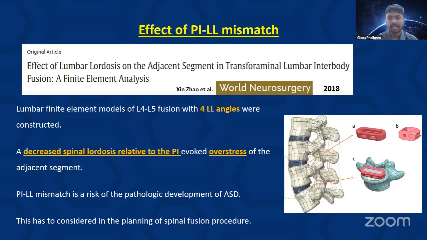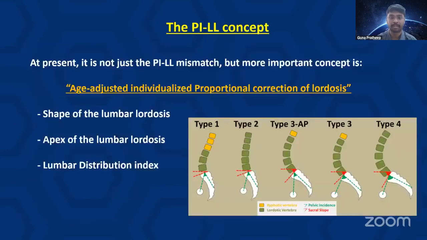And this is one of the important finite element analyses which I would like to quote, in which the researchers fused at L4-L5 at various different lordotic angles, and the inference was that when you progressively decrease the lordosis and increase the PILL mismatch, there is excessive stress on the adjacent segment. Even in single level fusion, that's why I want to stress, we usually consider this PILL mismatch in multi-level fusions and adult spinal deformities, but it is imperative to also consider it in single level fusions and give importance to segmental lordosis. At present, it's not just about PILL mismatch, but about age-adjusted proportional correction of lordosis.